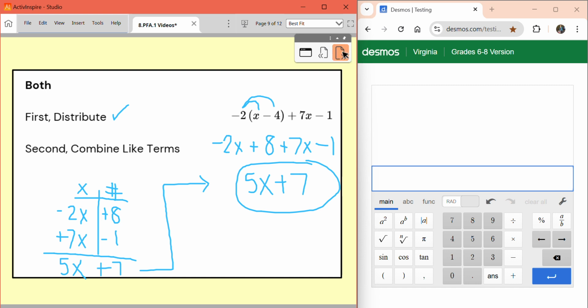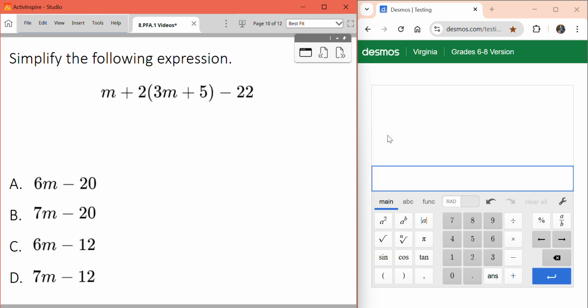Let's look at, I think we have 2 examples. So this is very similar to what we just did, except now our distribution is in the middle of the problem, which can sometimes create issues or get a little bit trickier.